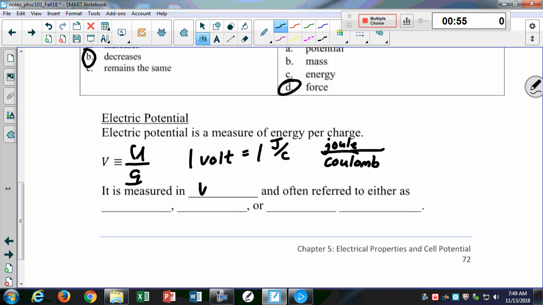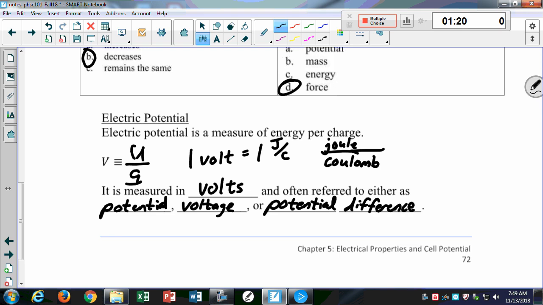It's measured in volts, and it's referred to in a variety of ways. Electric potential can be referred to as potential, or voltage, or potential difference. And they're all very similar or the same. Actually, potential and voltage are identical. So these two are identical to electric potential. They're just the same words that we use for an identical term.